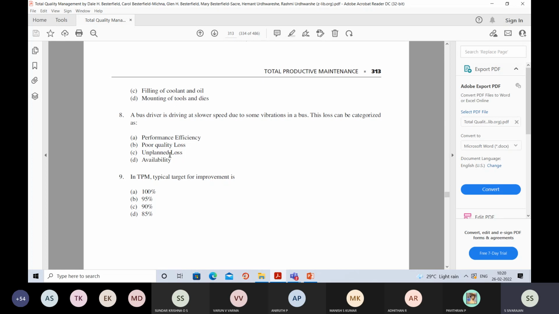It cannot be unplanned loss. Unplanned loss means it is breakdown. So what is planned loss? Planned loss means, everywhere lunch is there. Whenever during lunch, the machine has to be stopped. So that is planned loss. Loss of time, because we have to stop.